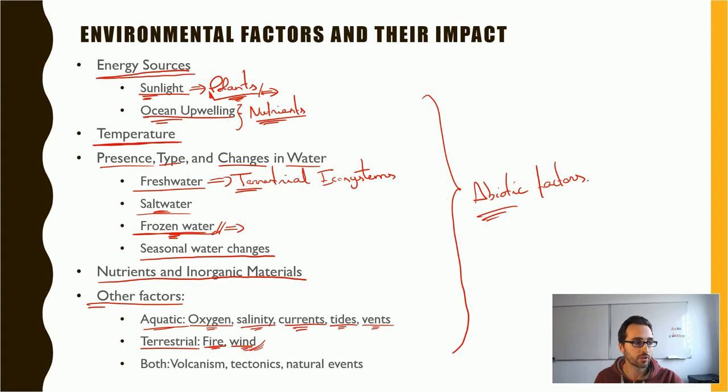And fire is important to keep the presence of specific species that belong to a forest. It's quite involved in the distribution of forests throughout the world. Volcanism is important too. Tectonics and natural events, for example hurricanes, tornadoes, heavy rainfall, or natural disasters like earthquakes, this kind of thing.